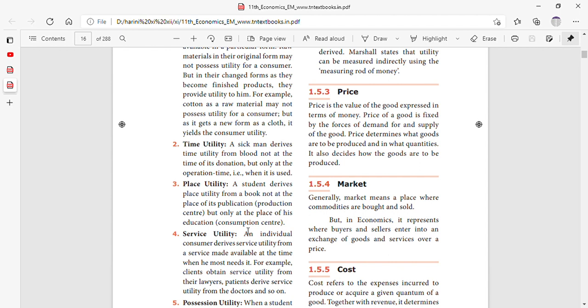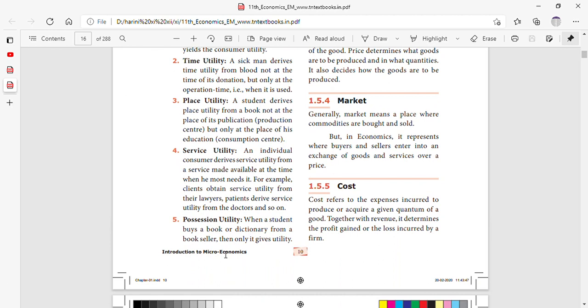So service utility. Service utility is a consumer deriving benefit by using that particular product. Okay, so an example is if you use the services of a doctor. If you are not well, you go to a doctor. By using his services, you are getting that benefit out of that.